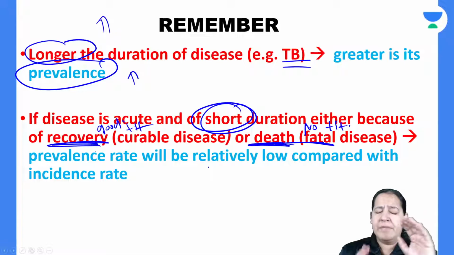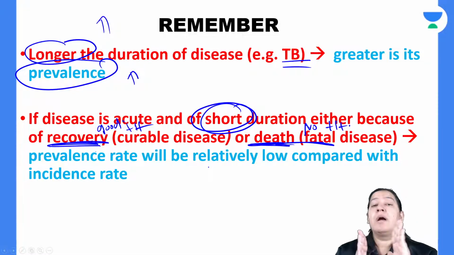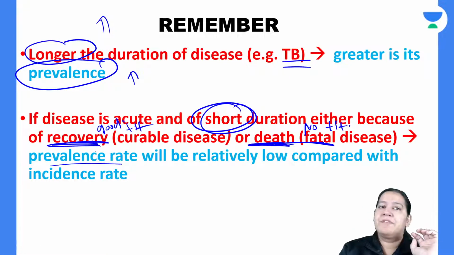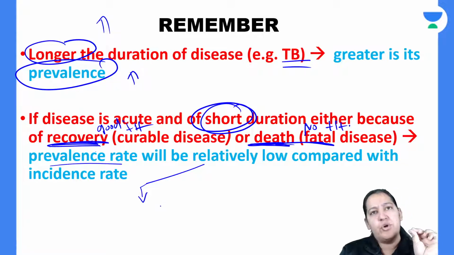In both of them, you will find less prevalence. Now, if you say, ma'am, let me see some disease for which good treatment is available and because of the good treatment, it is of short duration.